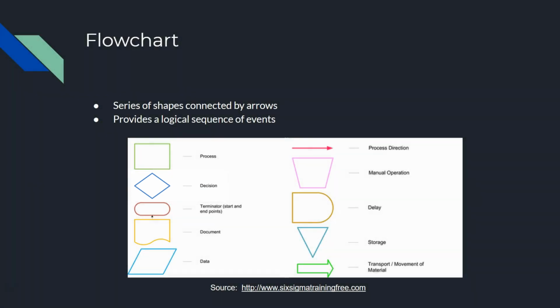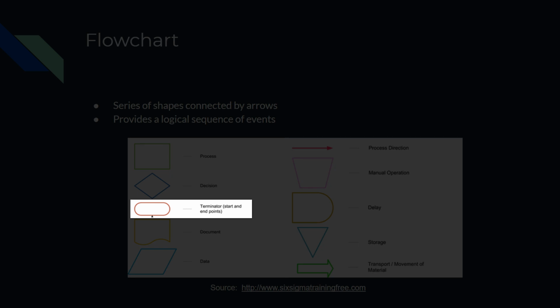The next one here is the terminator. Please disregard this little arrow here, it's not supposed to be there. It's the oval shape that is the terminator. It usually represents the start and the end point of the program. So you will see the oval shape and then start the program. At the very end, you also see that terminator.